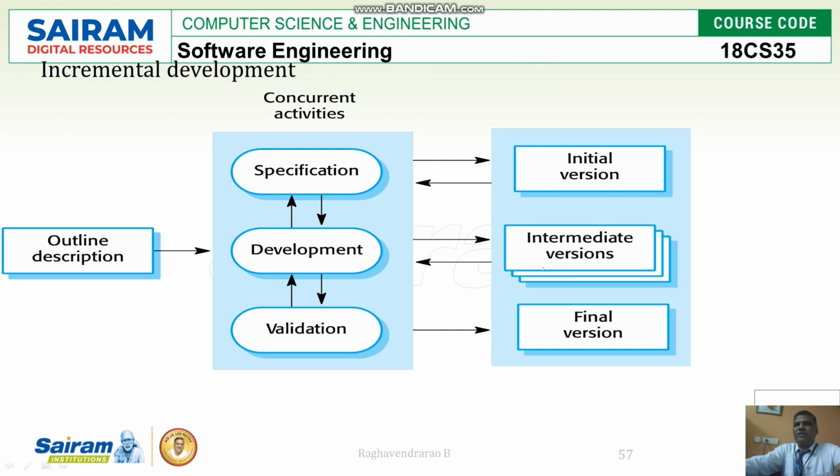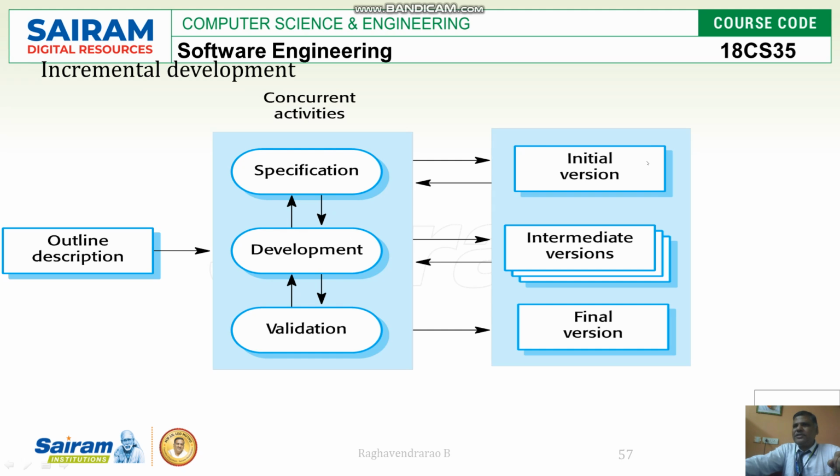Next is the incremental development model. You see that the description here is also the same thing. It is an outline description about that particular project. Specification is there, and they will do concurrent activities simultaneously: specification, development, and validation. Once the specification comes, development is done, then validation is done then and there itself.